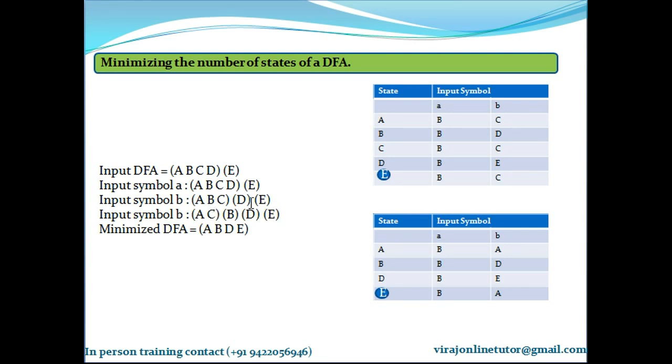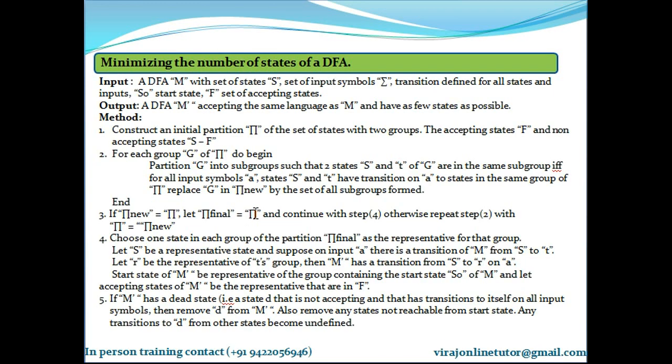So mark it as pi final. In this example, this is pi final because subgroups cannot be broken down further. After subgroups cannot be broken down further, what you will do is choose one state from each subgroup from pi final, because pi final is a set of subgroups which cannot be broken down further. So you are supposed to select one state from each of the subgroups.